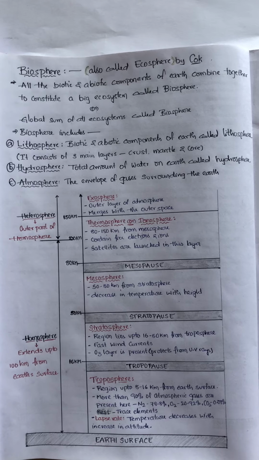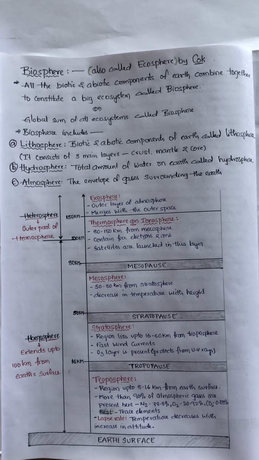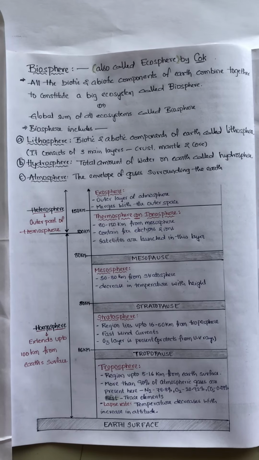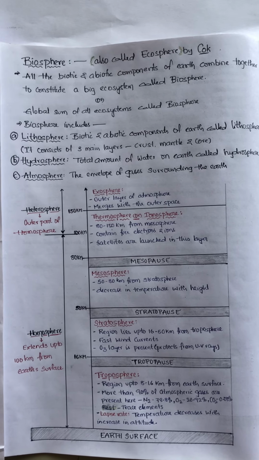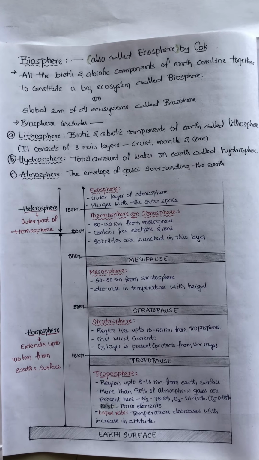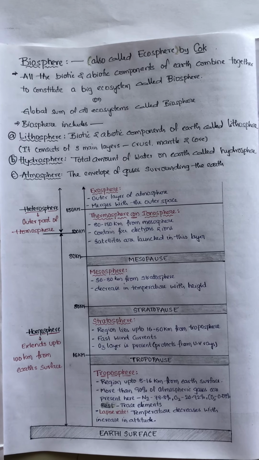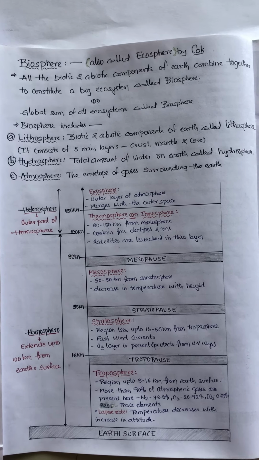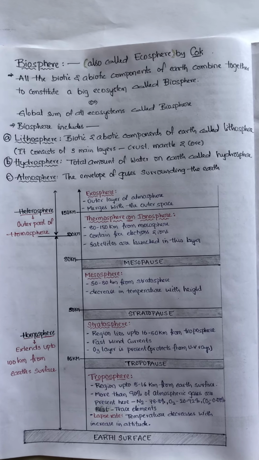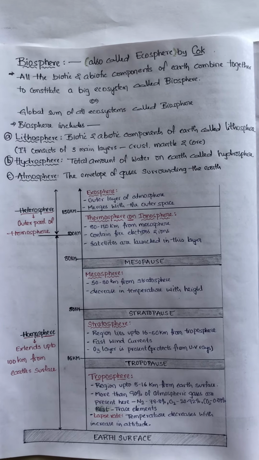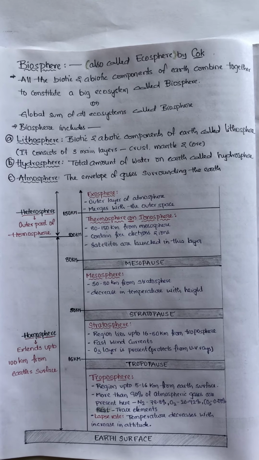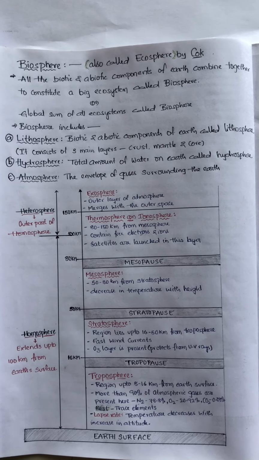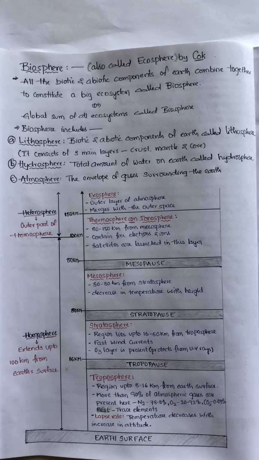The atmosphere can be differentiated into homosphere and heterosphere, which means from the earth surface up to 100 kilometers is called the homosphere, whereas above this 100 kilometers is called the heterosphere. It is further differentiated into troposphere, stratosphere, mesosphere, thermosphere, which is also called ionosphere, and exosphere. Let us take the first one.